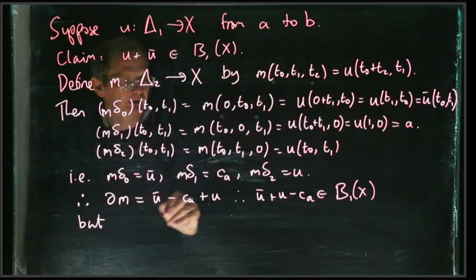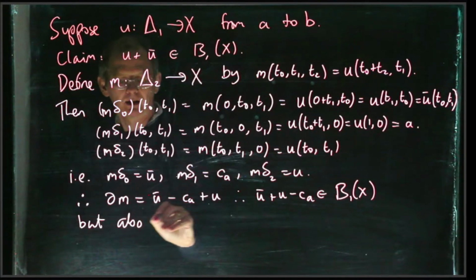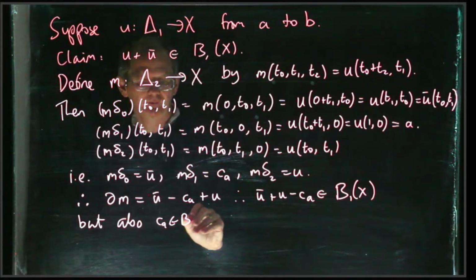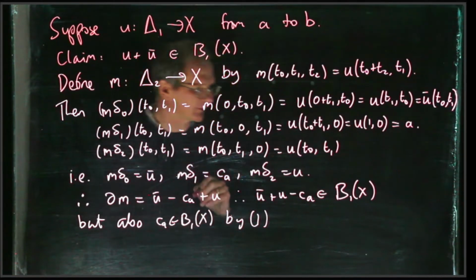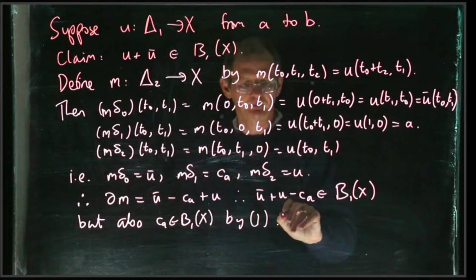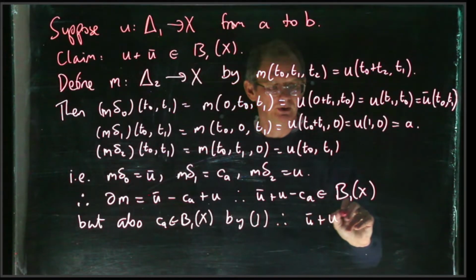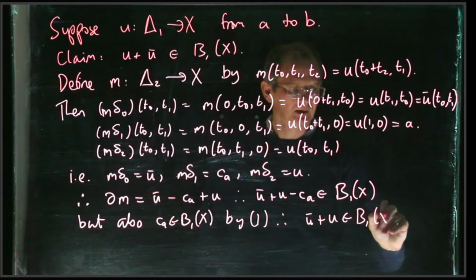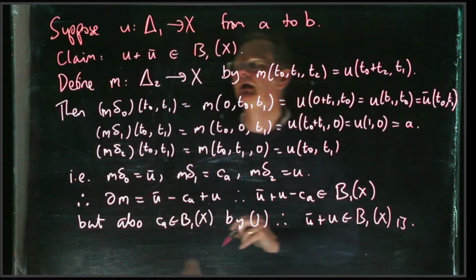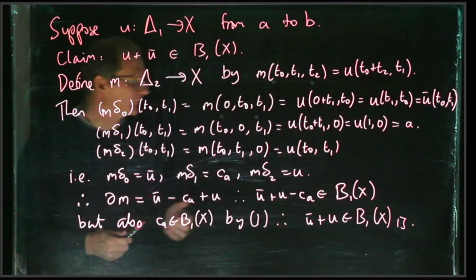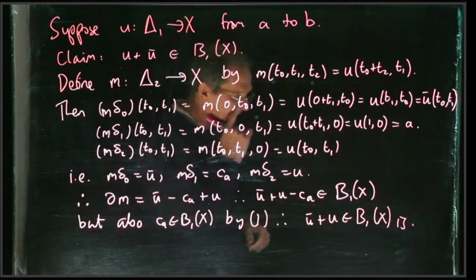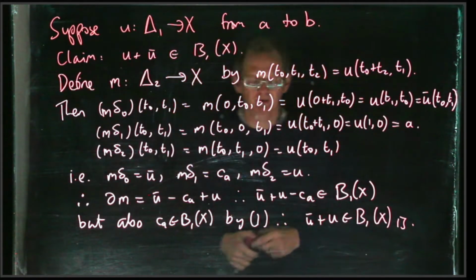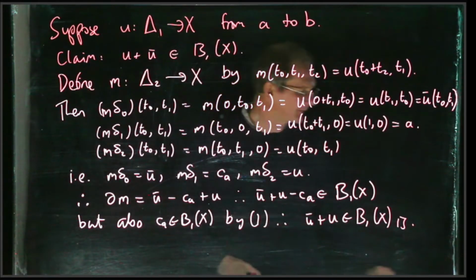But also, we had that CA was in B1X. That was by part 1 of the claim we just proved. So we find that U bar plus U is in B1X, as was claimed. So now we've proved the first two parts of our proposition, the part about constant paths and reverse paths. Now we just need to do the part about path join.